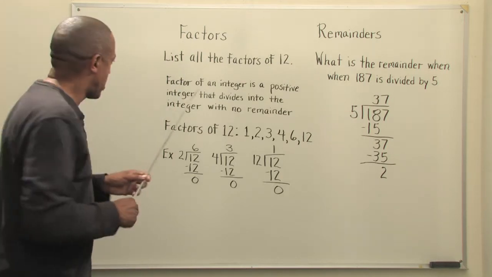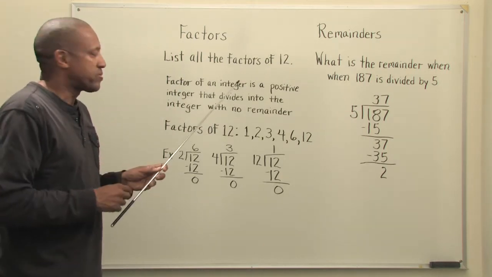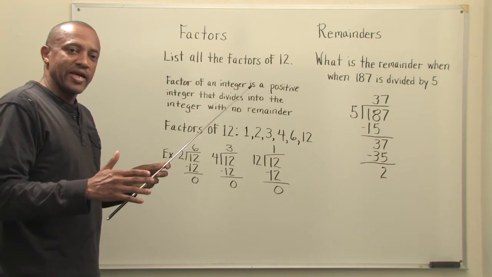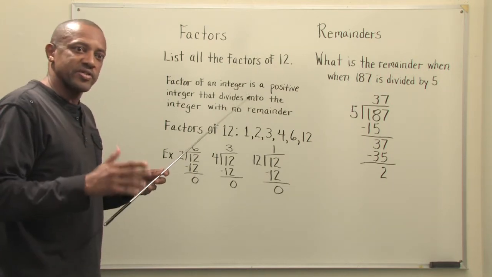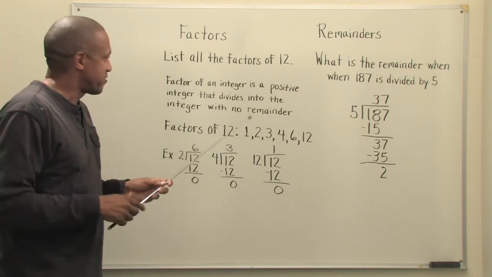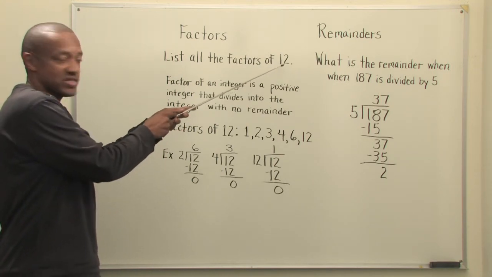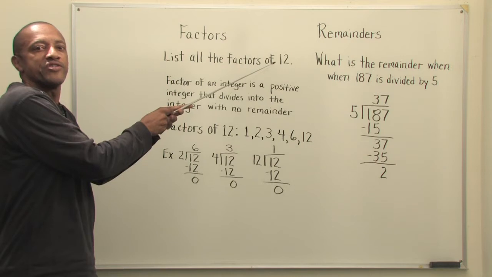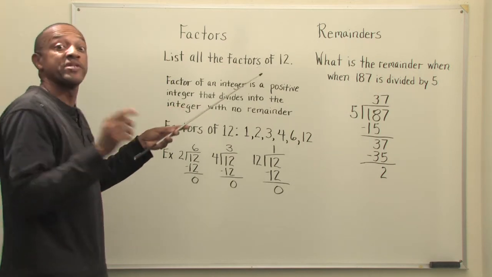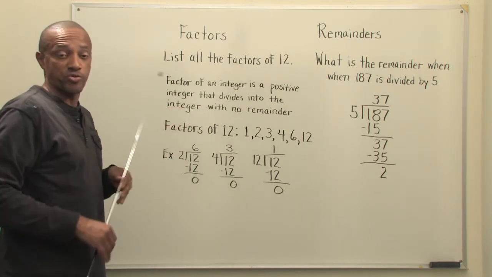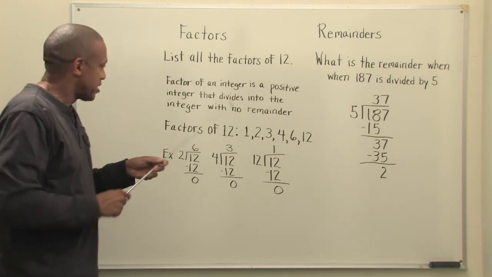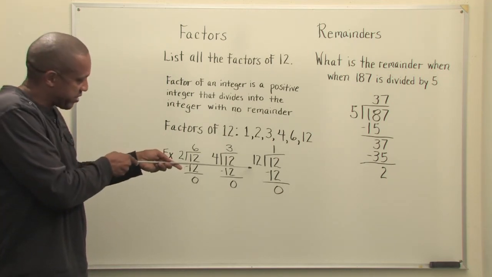And also, every number, 1 and that particular number, is a factor of itself. 12 is a factor of 12, and 1 is a factor of 12. Even if we had a million, a factor of a million would be a million. And 1 would also be a factor of a million. I just did one example right here.